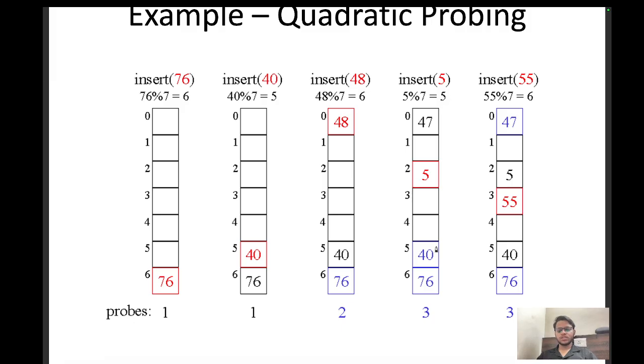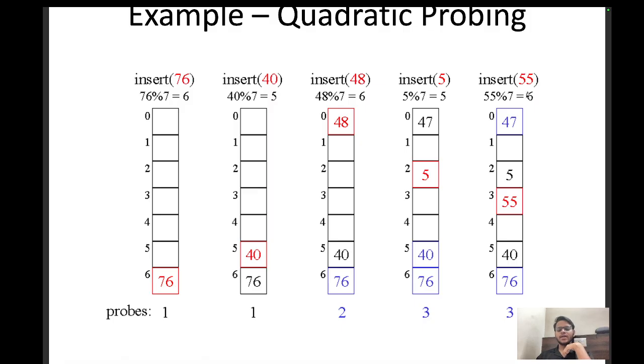For inserting 5, the fifth place was not free, so we used plus 1. 5 plus 1 is 6. 6 is also not free. Now we did plus 2, which is 2 squared. So 5 plus 4 is 9, and 9 by 7 is 2. So we stored 5 at the second bucket, and it took around 3 probes: one for 5, two for the 6 place, and the third for the second bucket.